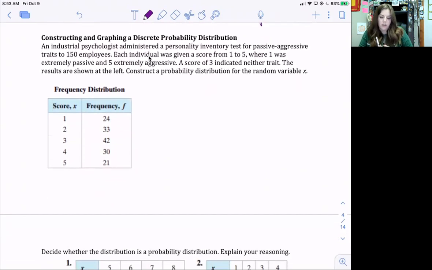So an industrial psychologist administered a personality inventory test for passive-aggressive traits to 150 employees. Each individual was given a score from 1 to 5, where 1 was extremely passive and 5 was extremely aggressive. A score of 3 indicated neither trait. The results are shown at the left. Construct a probability distribution for the random variable. So we're given all of our x values, and we're given our frequency. So that's step 1. Now we need to find the sum of our frequencies, which it tells us in the problem is 150.